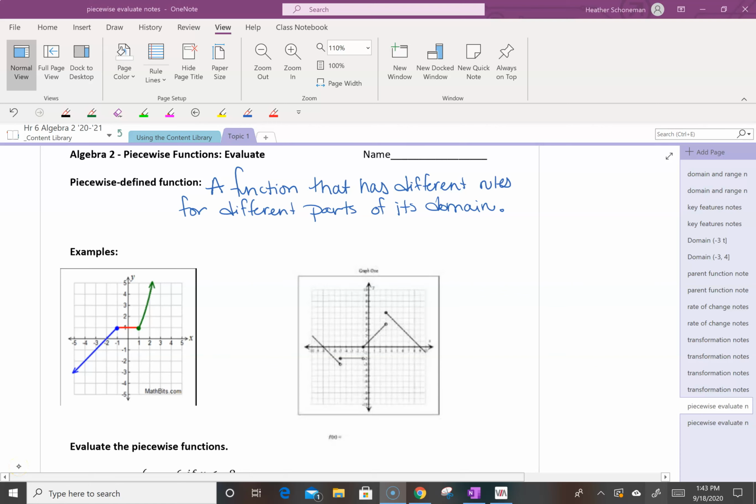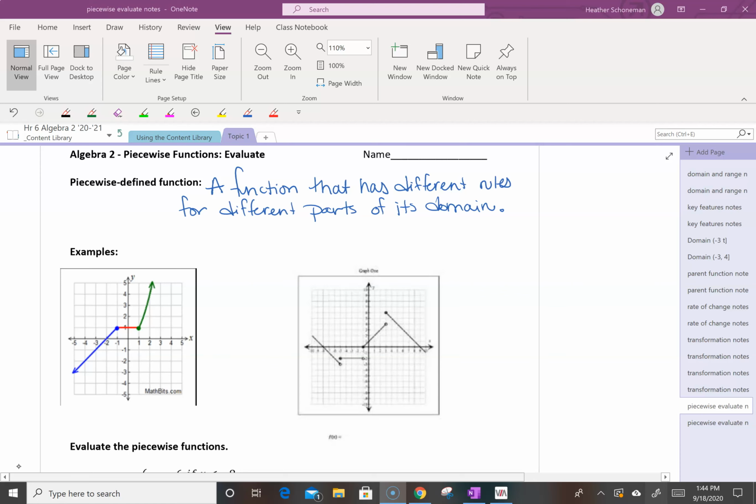Okay, this video is about piecewise functions. A piecewise function is a function that has different rules for different parts of the domain. So the domain we know goes left and right. As we move left and right across the graph, we can break the graph into different sections, and each section has its own set of rules.